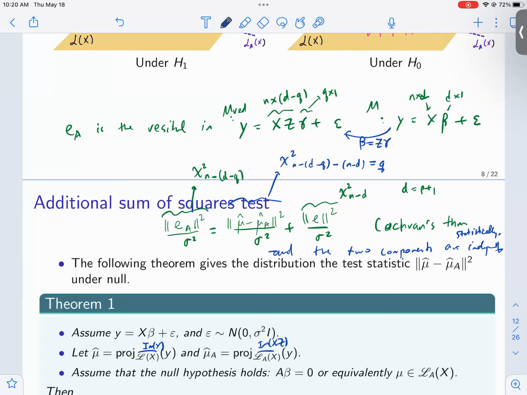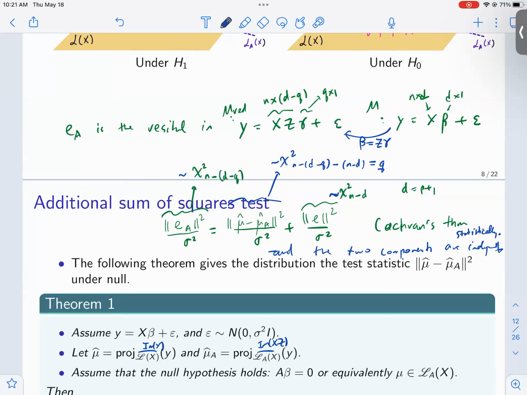They're all random variables in the abstract sense, if you recall. Again, there are two different views. In practice, they're numbers that you calculate. In our abstract view, they're all random variables because they all derive their randomness from the epsilon. Y is random, epsilon is random, so they have certain distributions. The distribution of this would be chi-squared. The distribution of this would be chi-squared q. The distribution of this would be chi-squared n minus d. And the two components will be independent. Any questions about this?